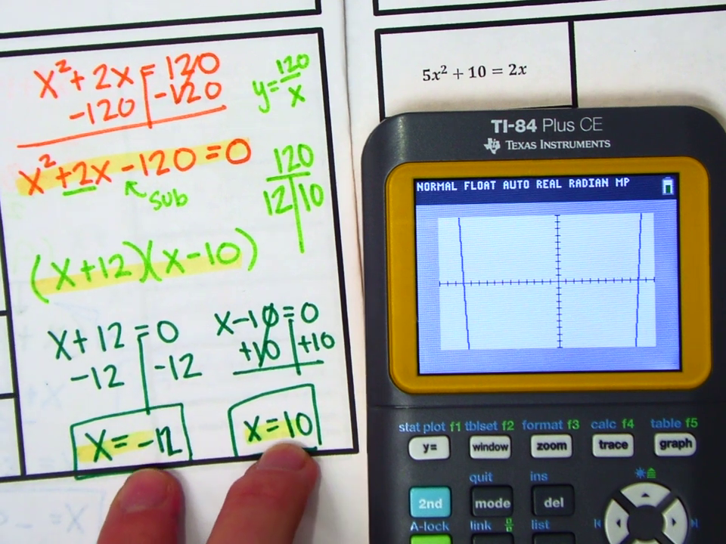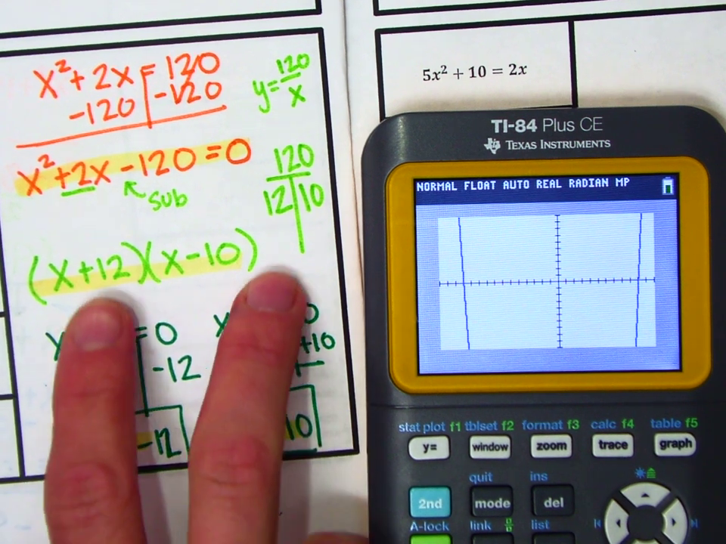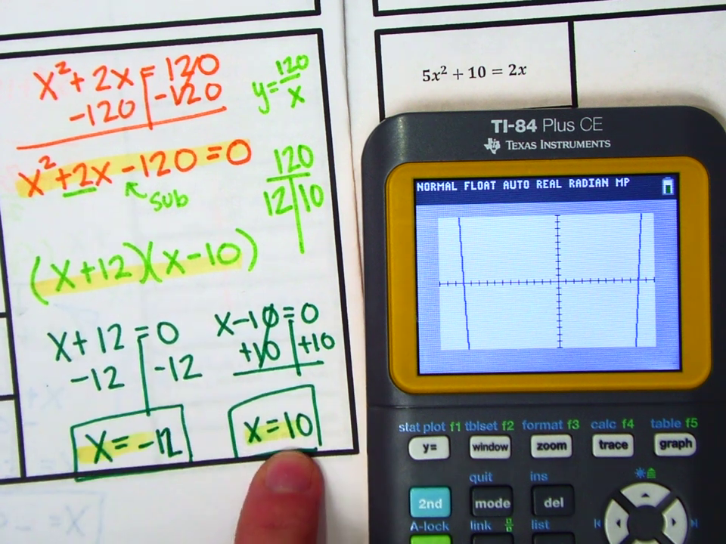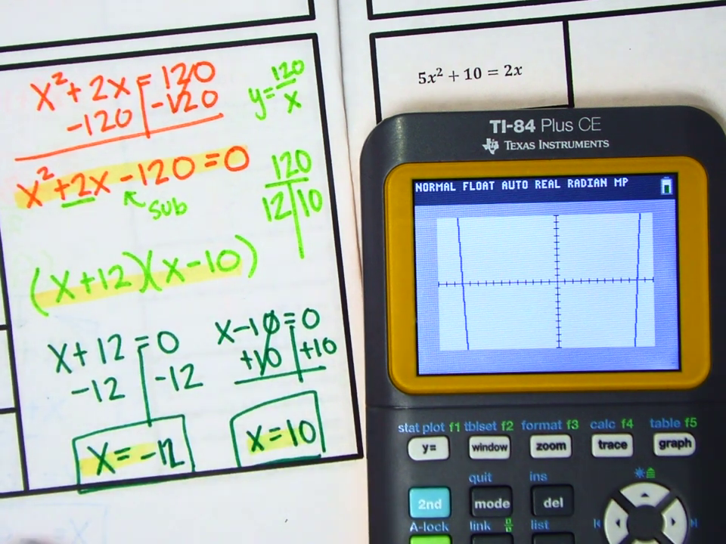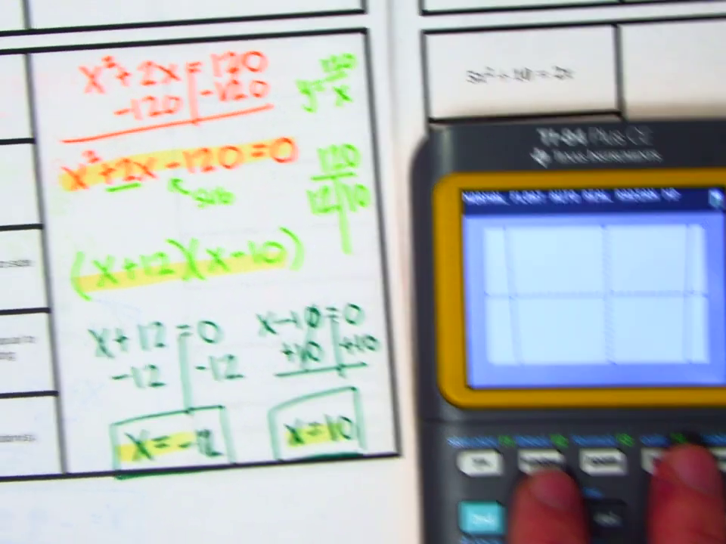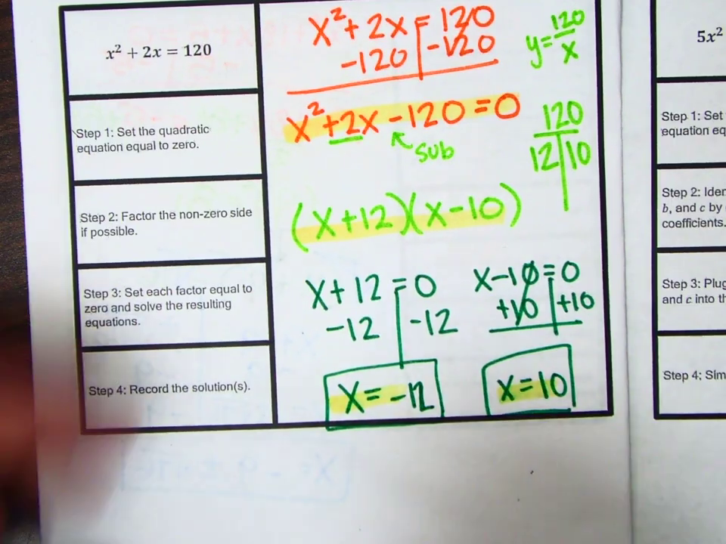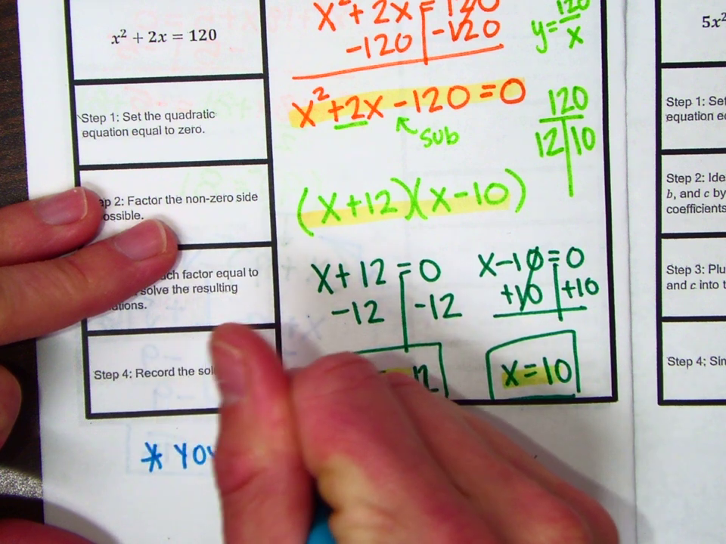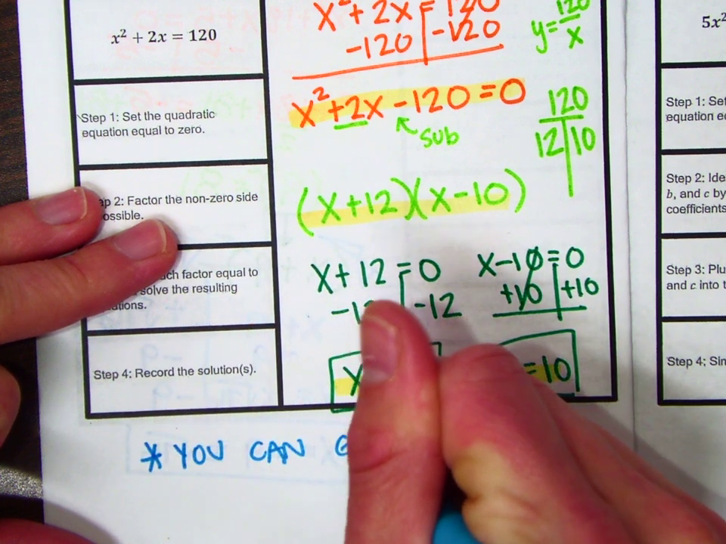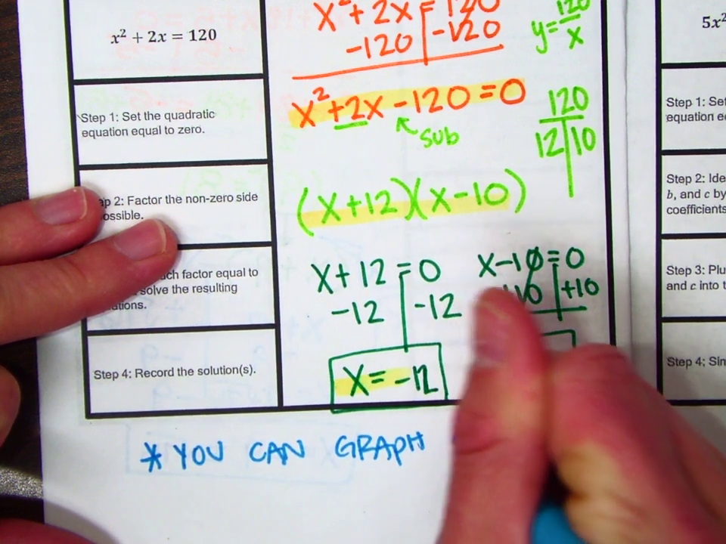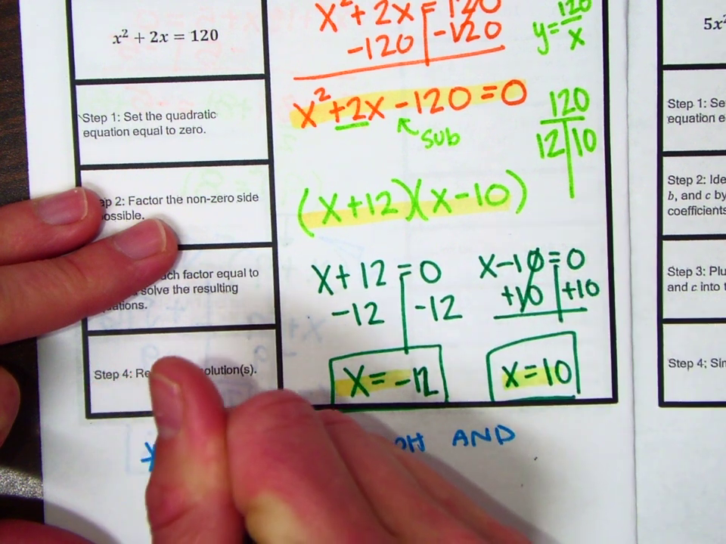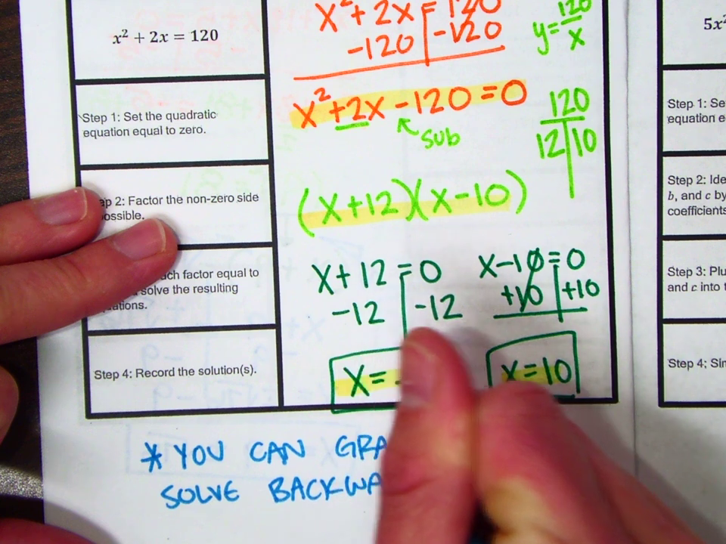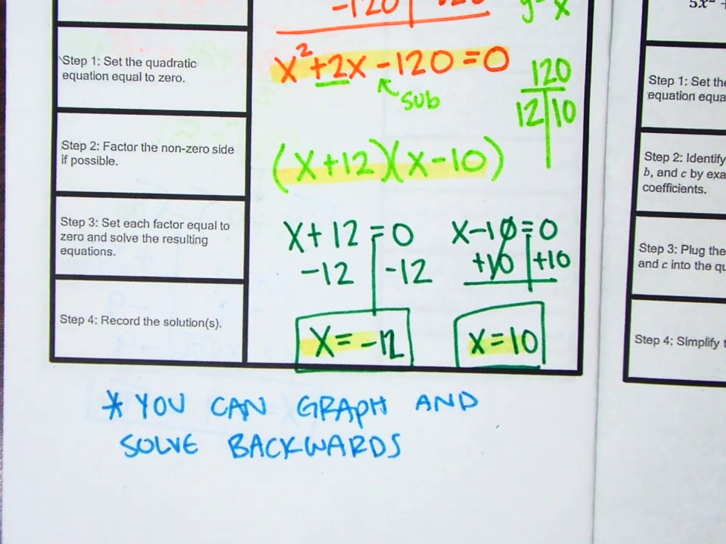So I know my solutions are negative 12 and 10. When you put them in factors, the signs will switch. So instead of negative 12, I put plus 12. Instead of 10, I put negative 10. So if you want to, you can go backwards. So you can graph and solve. You can graph and solve backwards if you want.